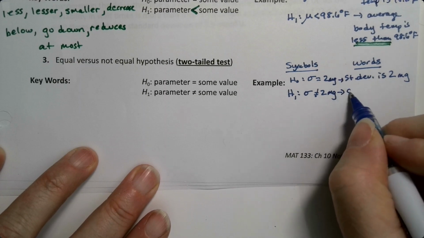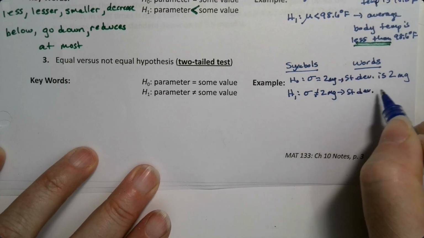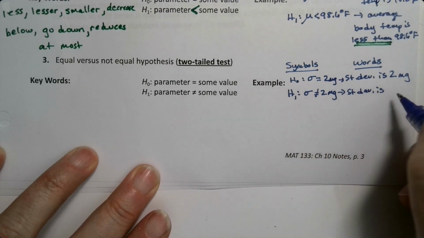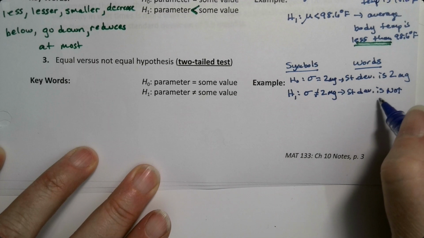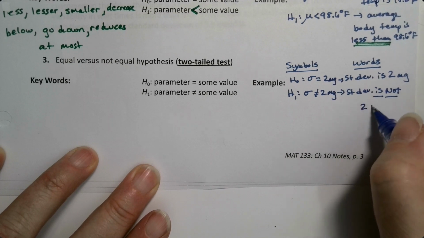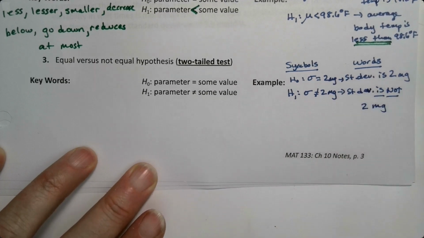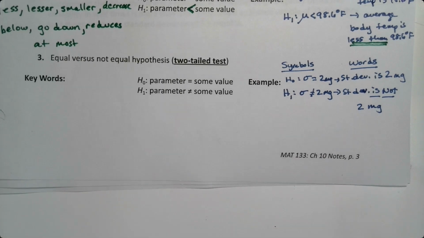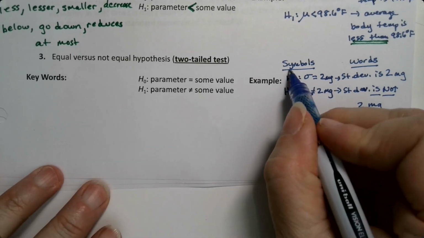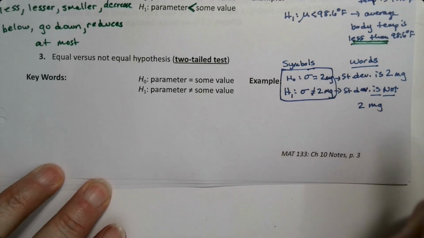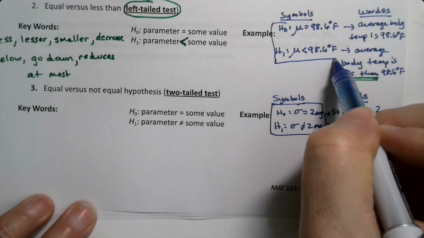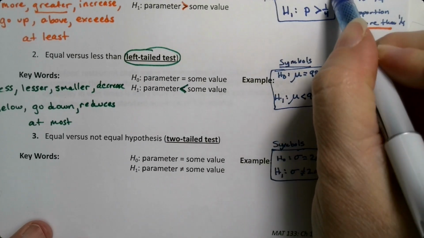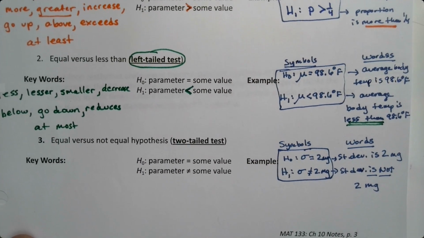And over here, it'd be that the standard deviation is not, that's what the slash through the equal sign means, not 2 milligrams. So those are the words that tie to those symbols. And again, usually the symbols are what we actually use in practice, but we also use the words for certain applications. So it's helpful to keep them both in mind, the words and the symbols.